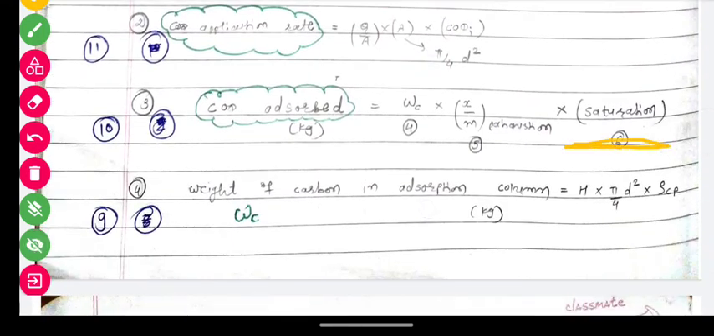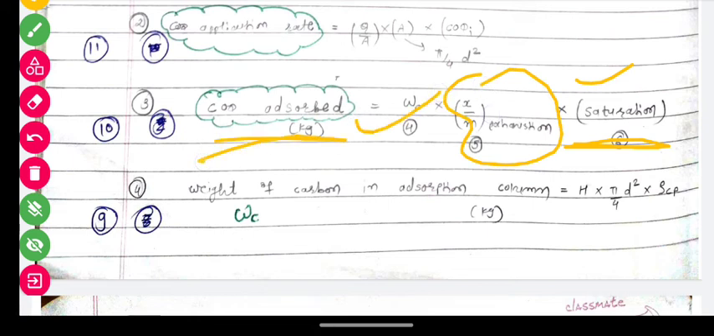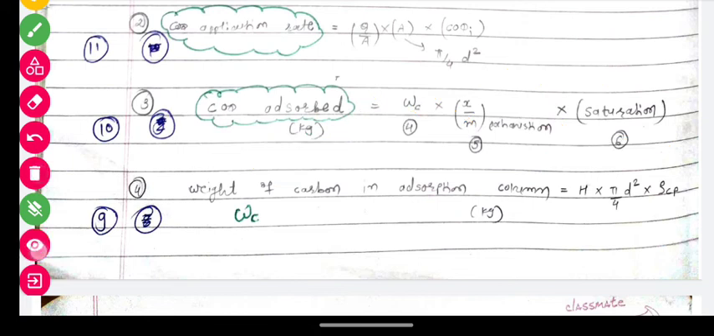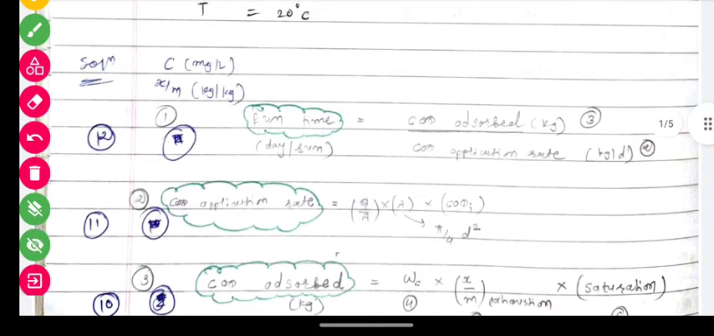Now you just put the saturation here. Exhaustion you have already calculated, WC. So you just calculate the COD adsorbed. Now you put the COD adsorbed here, and you get the run time. That is all. This is how you will get the run time.